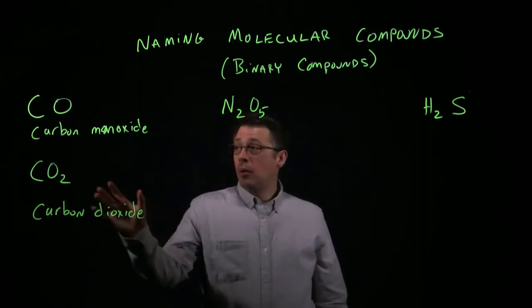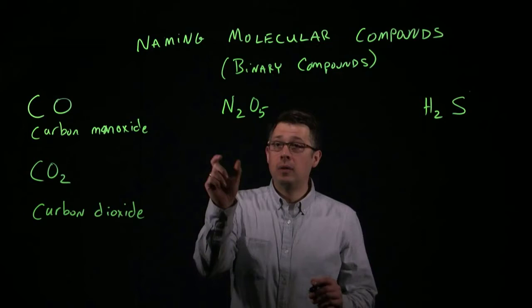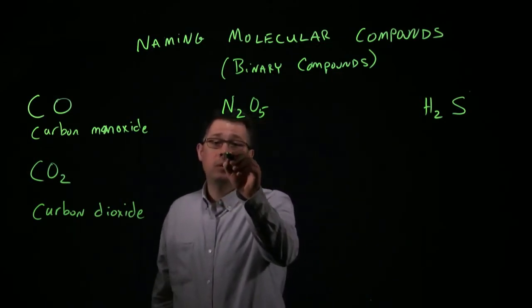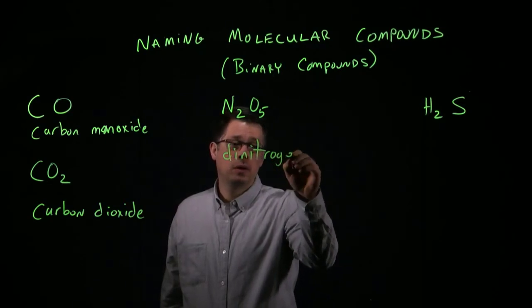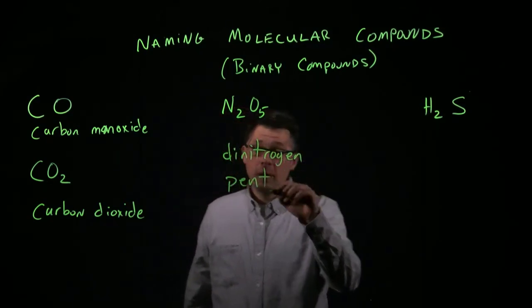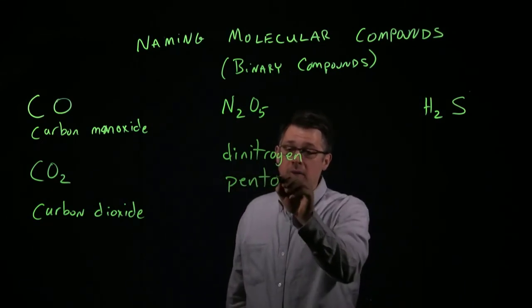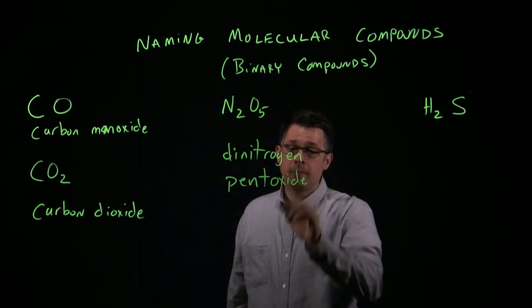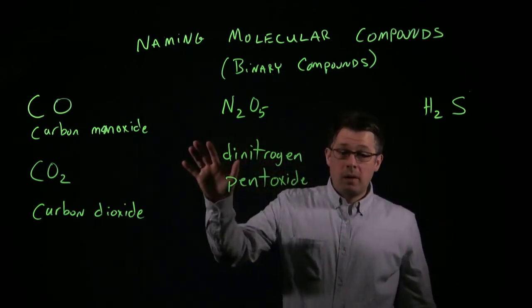When we start to get more than one atom for that first element, we have to indicate that. So N2O5, we would say this is dinitrogen pentoxide, and we don't say penta-oxide, we don't put the A in there because of the oxygen, oxide. And so we use our same rules no matter what.